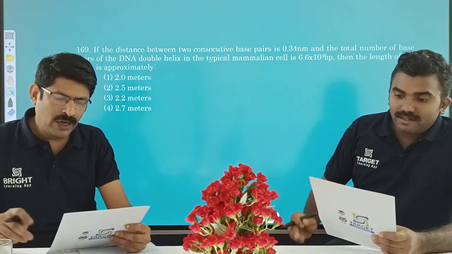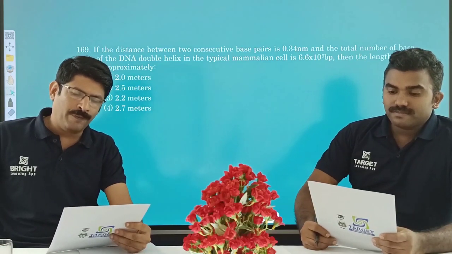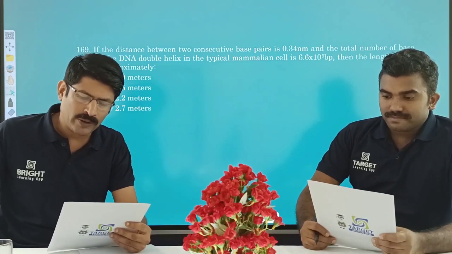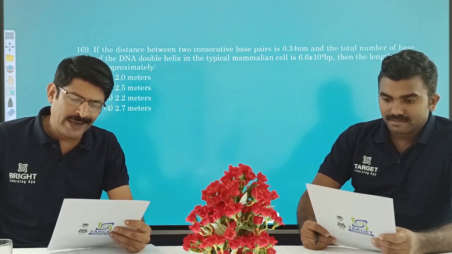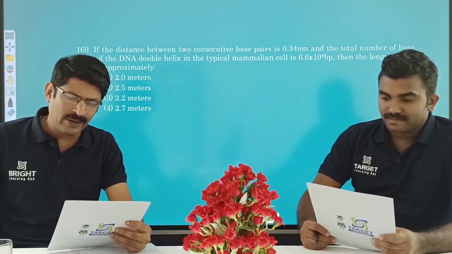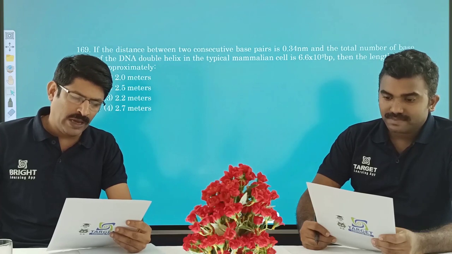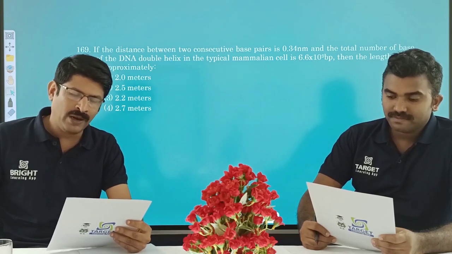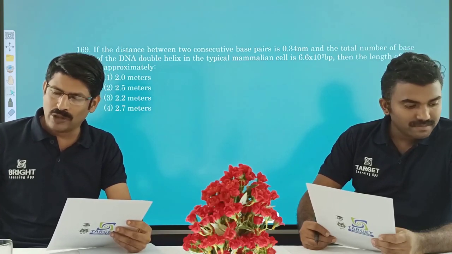Question 169. If the distance between two consecutive base pairs is 0.3 nanometer, and the total number of base pairs of the DNA helix in a typical mammalian cell is 6.6 × 10^9 base pairs, the length of the DNA is approximately about.